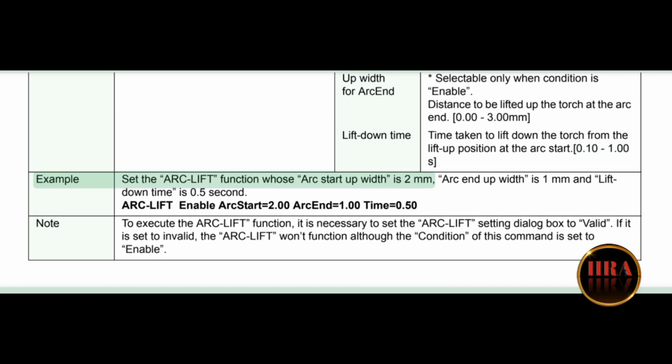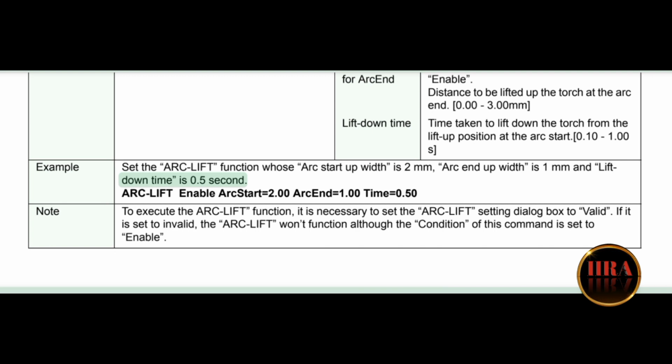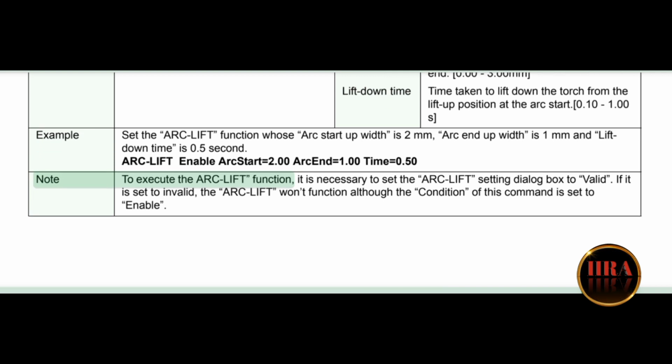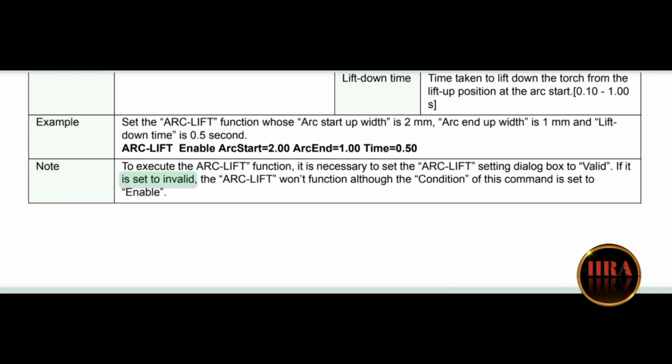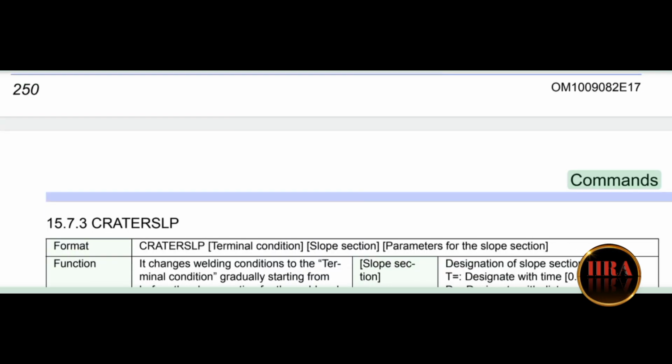Example: set the arc lift function whose arc start up width is 2 mm, arc end up width is 1 mm, and lift down time is 0.5 second. ARC-LIFT enable ARC-START=2.00, ARC-END=1.00, TIME=0.50. Note: to execute the arc lift function, it is necessary to set the arc lift setting dialog box to valid. If it is set to invalid, the arc lift won't function, although the condition of this command is set to enable.